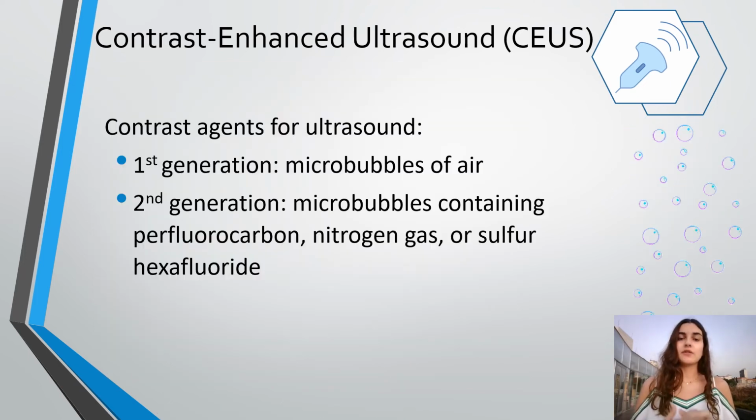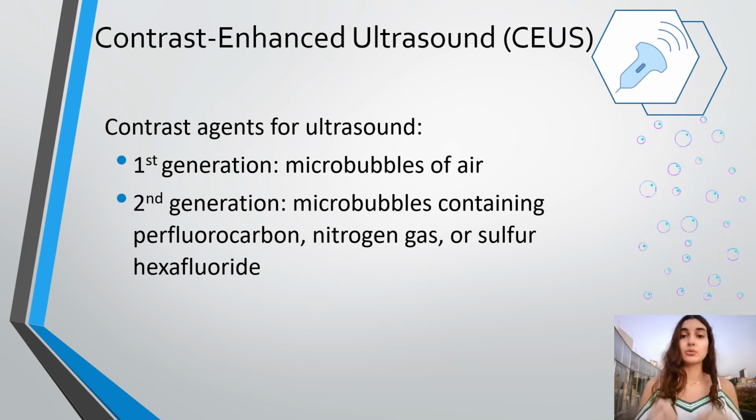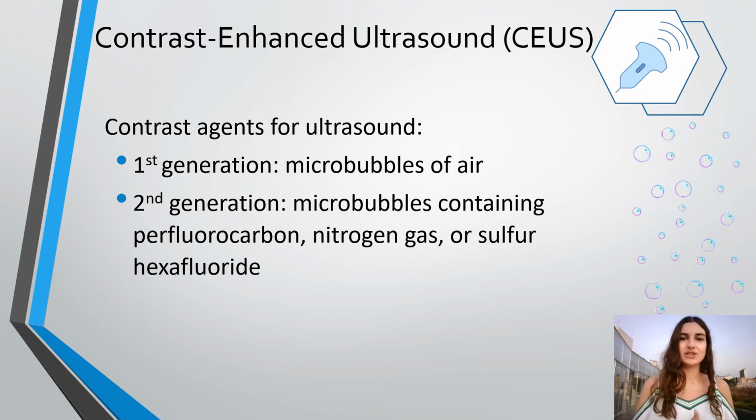There are two types of contrast agents. The first generation ones include microbubbles of air, whereas second generation ones contain perfluorocarbon, nitrogen gas, or sulfur hexafluoride.